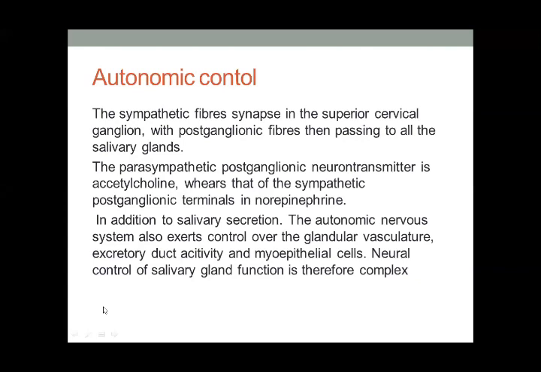This is the parotid gland. The major glands and minor glands.